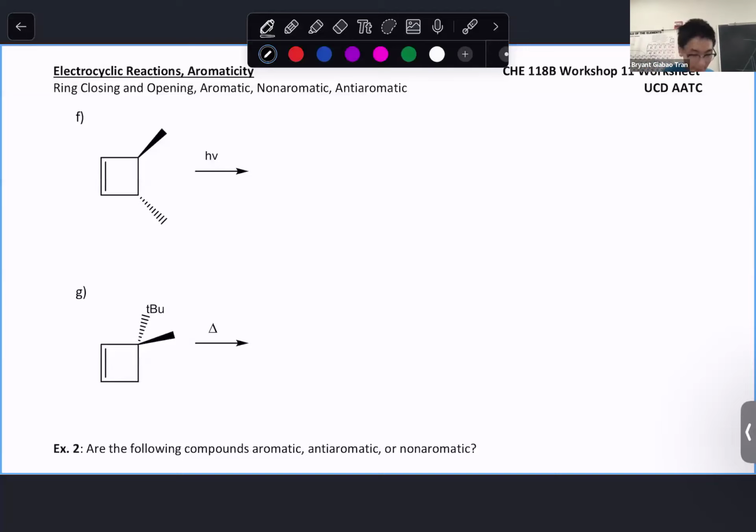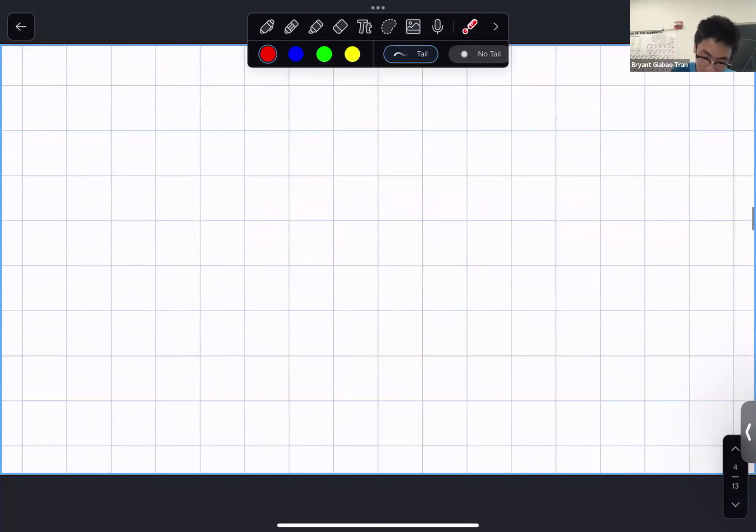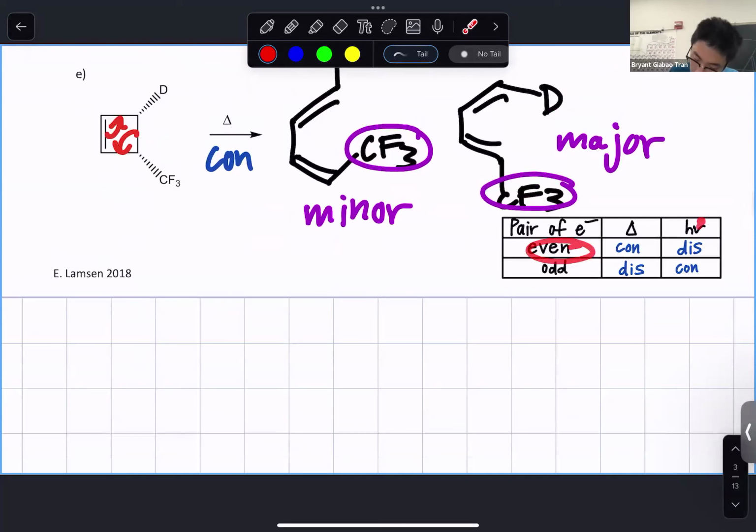So for part F, is this going to be a ring opening or ring closing reaction? Ring opening, where the arrows are going to look like that and that, right? This single bond right there counts as a pair of electrons, so we count two pairs. Another way you can think about it is that the pairs of electrons will always equal the number of arrows in the reaction. So that's an even pair, and with light, even pair, light is disrotatory.